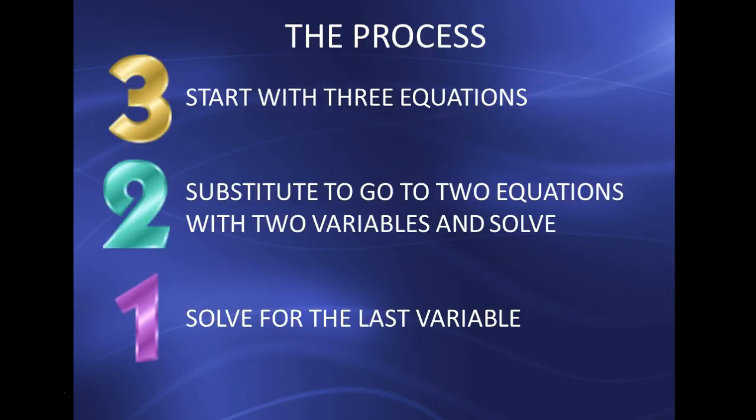So here's the process. Of course, you're starting with 3 equations that have 3 variables. And then you use substitution to go to 2 equations with 2 variables. Now, the beauty of this is that you know how to solve systems with just 2 equations and 2 variables. So once you do that, you solve them for those 2 variables. And then last, you use those 2 variables to solve for the last remaining variable.